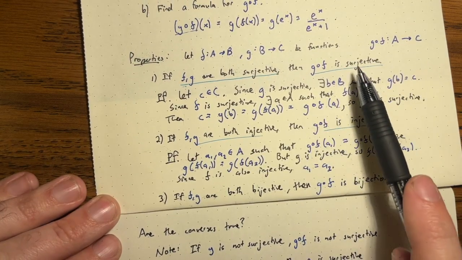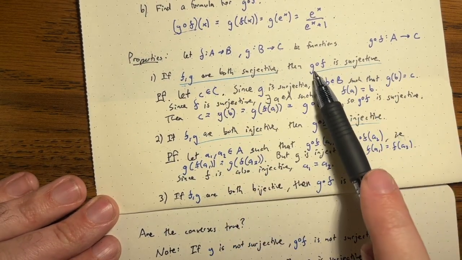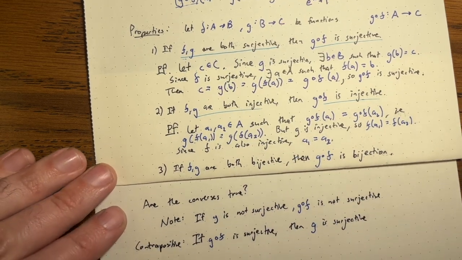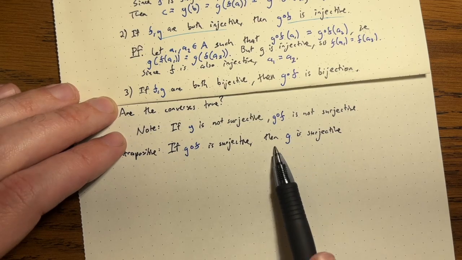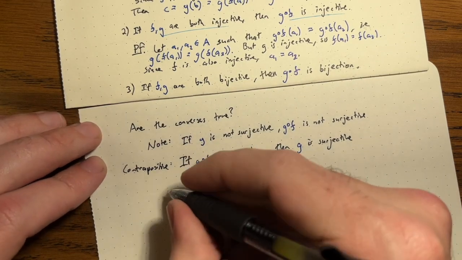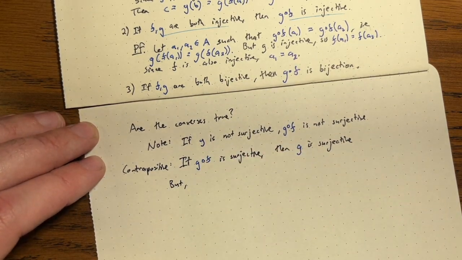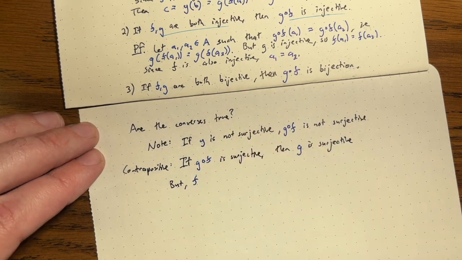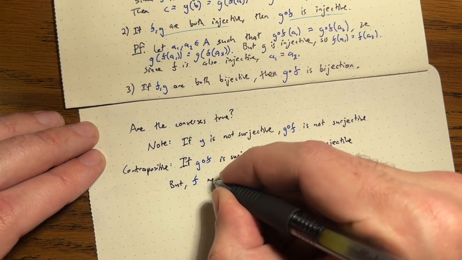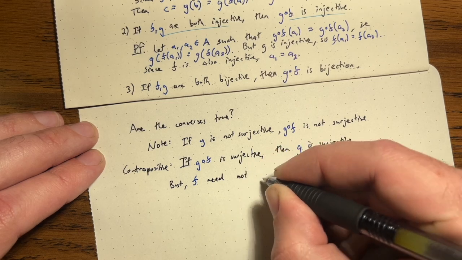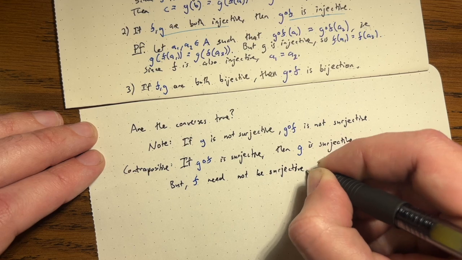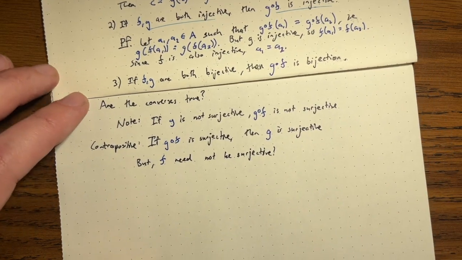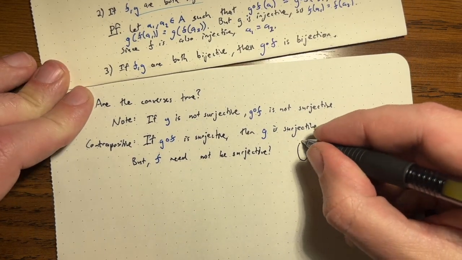Okay, well that's part of the converse, right? The converse of this would be if this is surjective, then both of them are surjective. Turns out that's not true. So it turns out that g does have to be surjective, but f need not be surjective. Let's see if we can come up with an example like that.